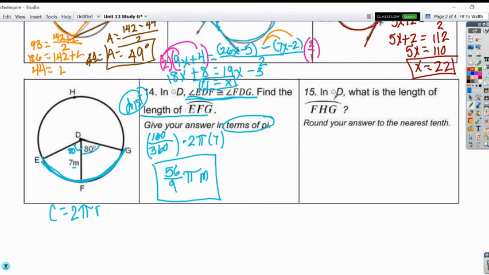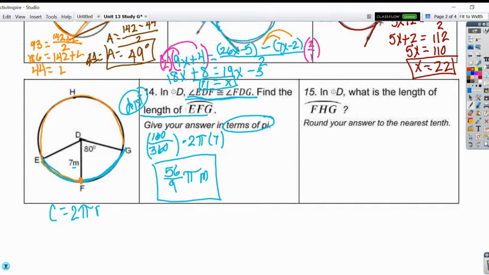And the 15 then, same circle D, but in this one it doesn't seem to tell us anything about knowing that we have congruent angles. That was only true on the 14 part. So same diagram, but I don't know that those angles are congruent. So what's the length of arc FHG? Starting at F, going past H, and all the way around to G.